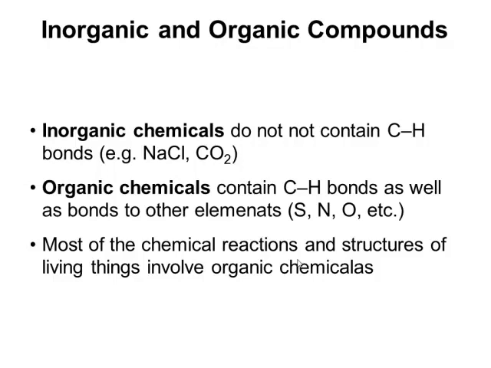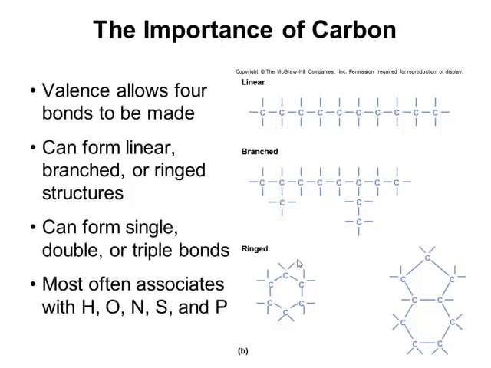Most of the chemical reactions and structures of living things involve organic chemicals. The importance of carbon is that it has a valence of 4, meaning it has 4 electrons in the outer shell, and it can form a linear, branched, or ringed structure.